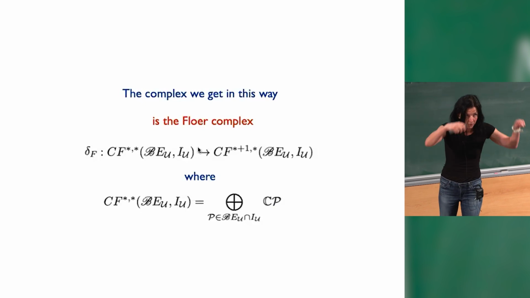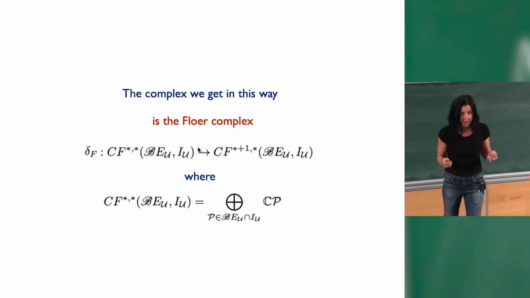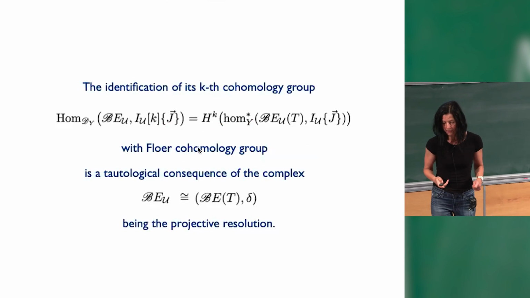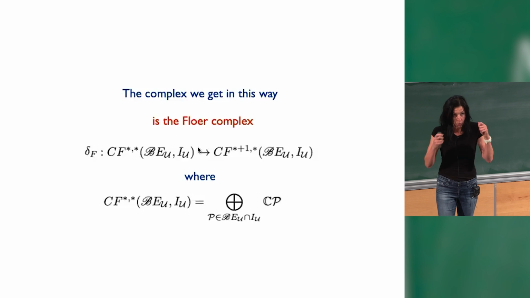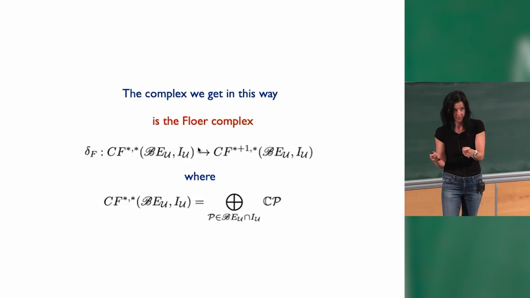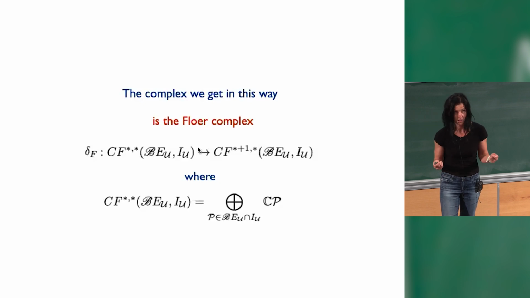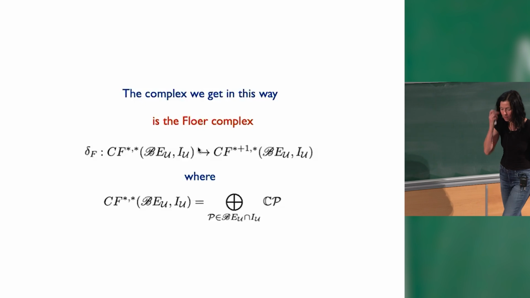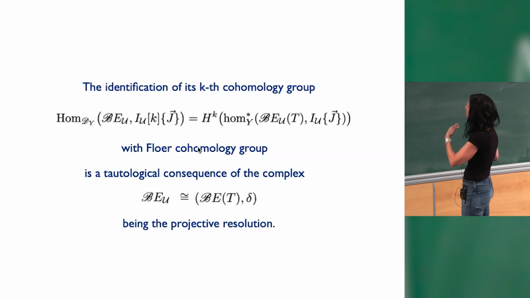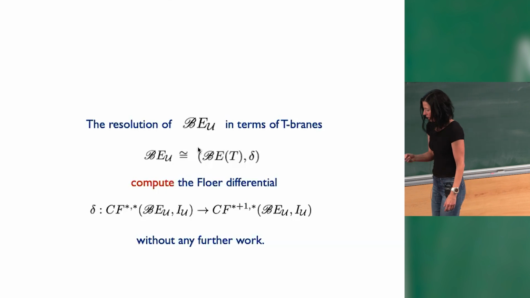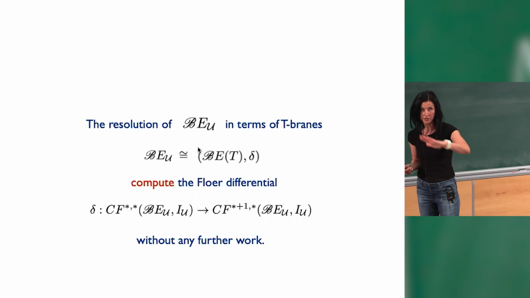Anyway, so the complex you get, if you have a resolution of these figure 8 branes by T-branes, homming them with I-brane, you'll get a complex of vector spaces. That complex of vector spaces will be the Floer complex. Okay. The reason it will be the Floer complex is that two things are true. Firstly, per construction that I'll describe, the terms in the complex are in one-to-one correspondence with the intersection points of the original branes with the I-branes. Per this equivalence of categories, the cohomology is the Floer homology. So hence the differential has to be the Floer differential. So the identification of the kth cohomology group of that complex is essentially the tautological consequence of having this projective resolution of the brane. Okay, good. So once you know this resolution, you have the Floer differential without any further work.